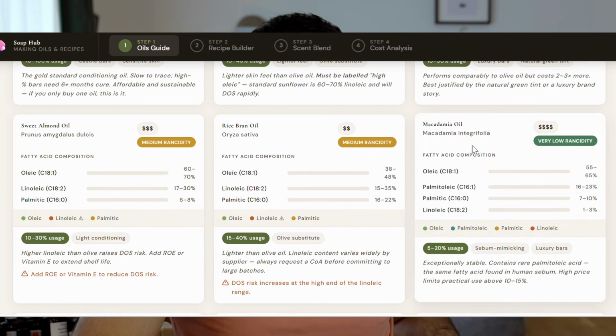You know, when I see macadamia oil, it looks phenomenal. It has oleic acid, it even has omega-7, palmitoleic acid, which is very rare. But the price of macadamia oil is almost 2 to 3 times the price of olive oil. Then let's go to the cleansing oils.